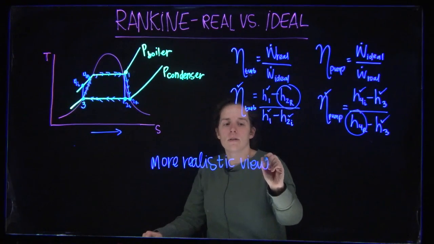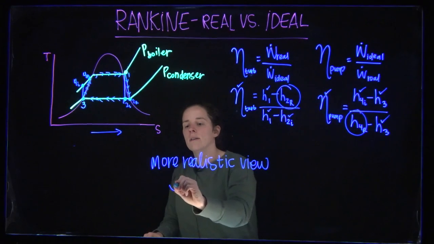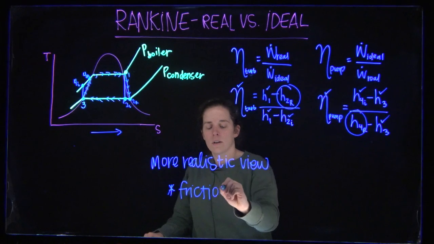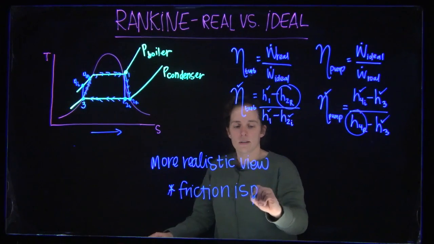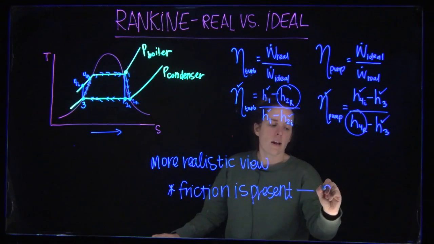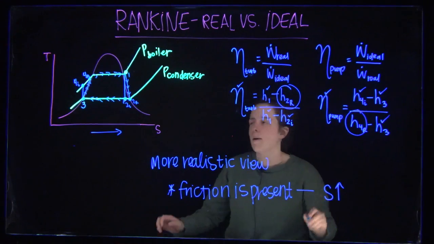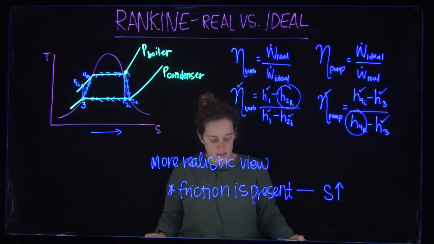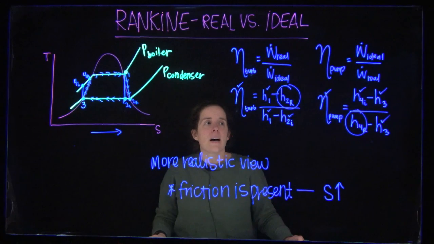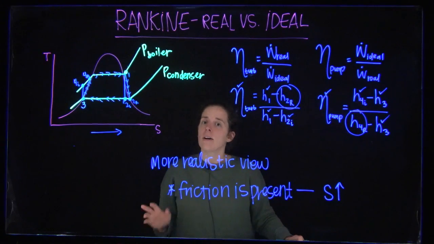of the cycle because friction is present, which means entropy goes up. It's not equal in these processes. So that is your scope of what it looks like, real versus ideal, in the case of a Rankine cycle.